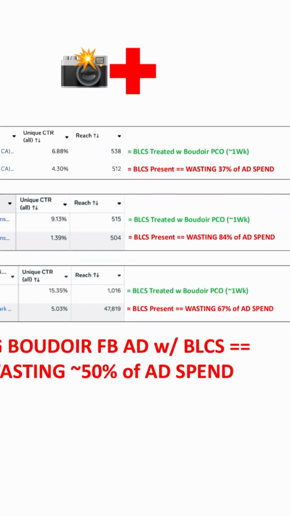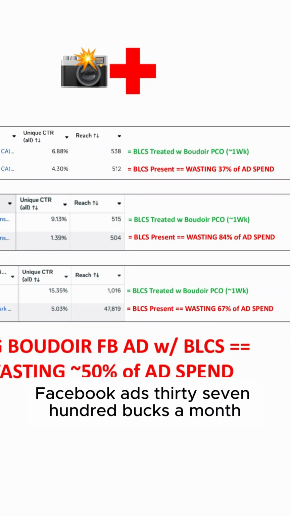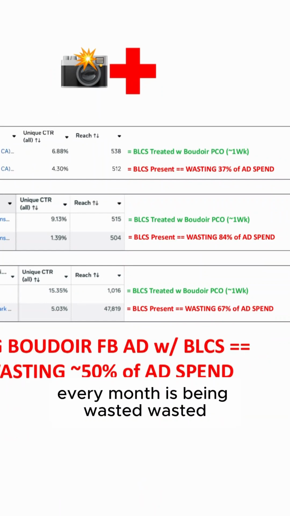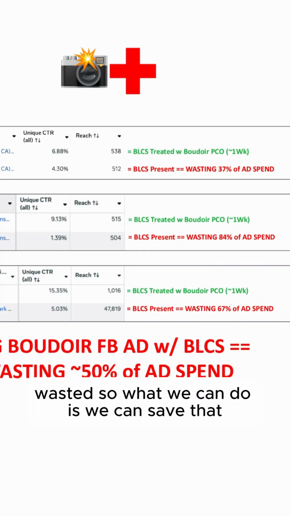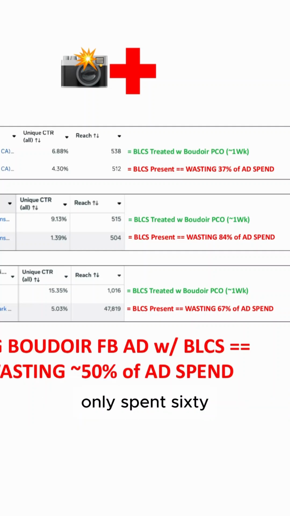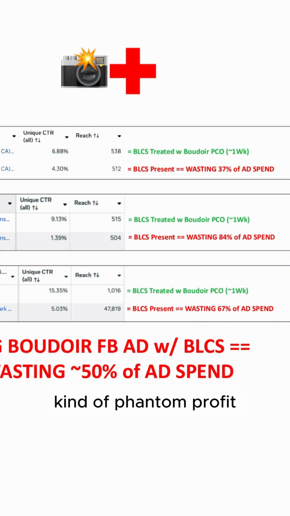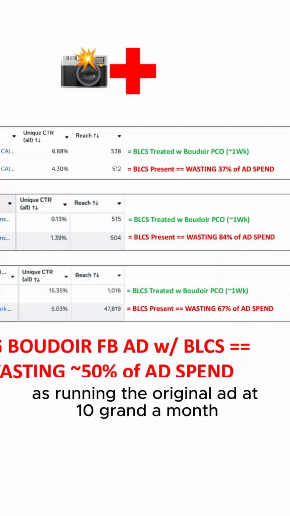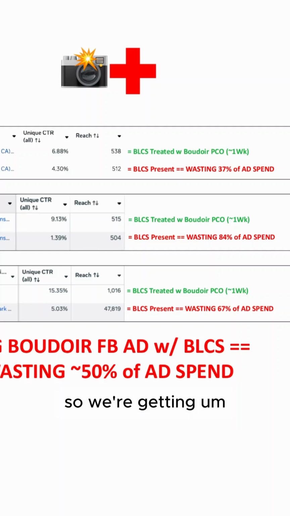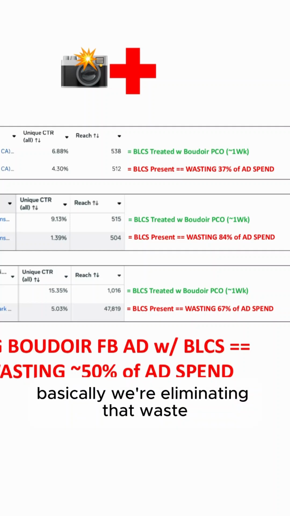So if they're spending 10 grand a month on Boudoir Facebook ads, 3,700 bucks a month, every month, is being wasted. So what we can do is eliminate that wasted ad spend and only spend 6,300 bucks a month on the new Boudoir Pico treated ads. So pocket that, what's that, 40 grand over the next 12 months, kind of phantom profit back in the business owner's pockets. And that will get our ad into the same number of women's brains as running the original ad at 10 grand a month. So we're basically eliminating that wasted ad spend, putting it back in our pocket.